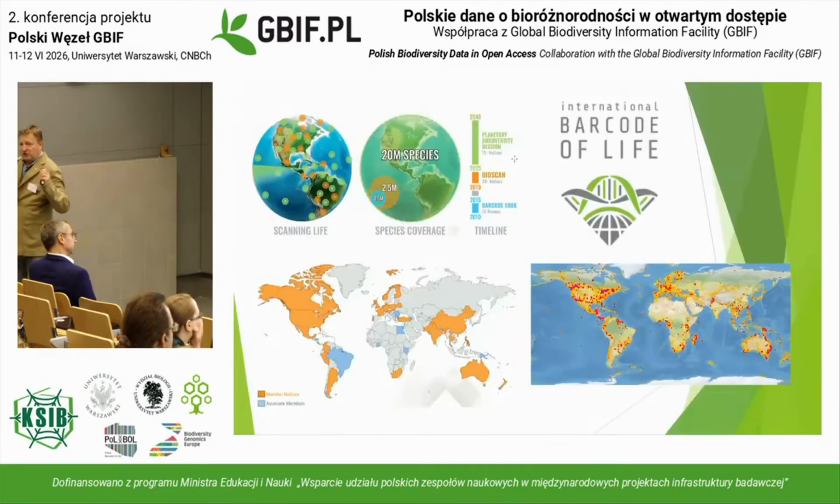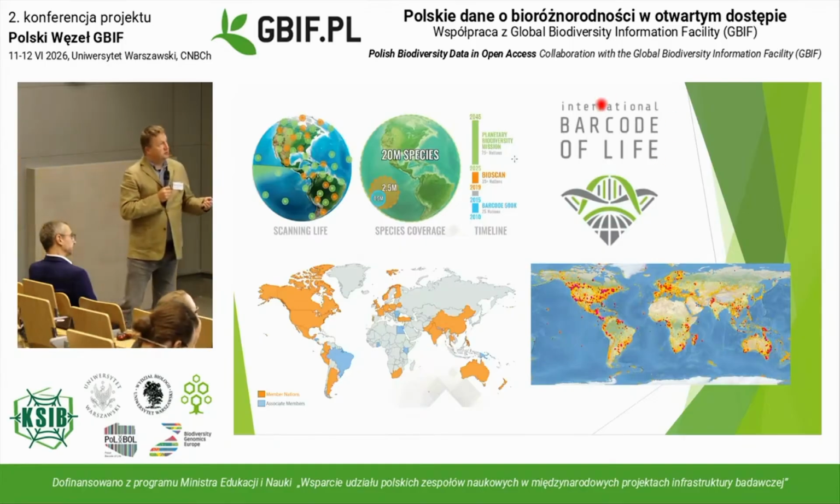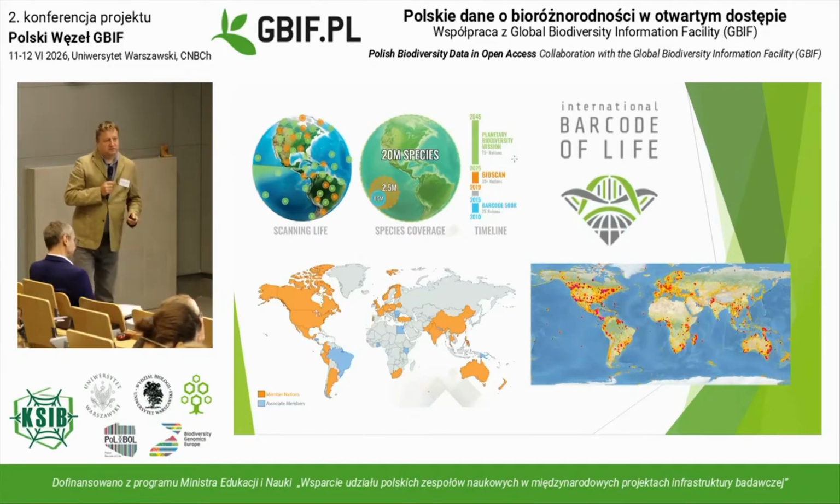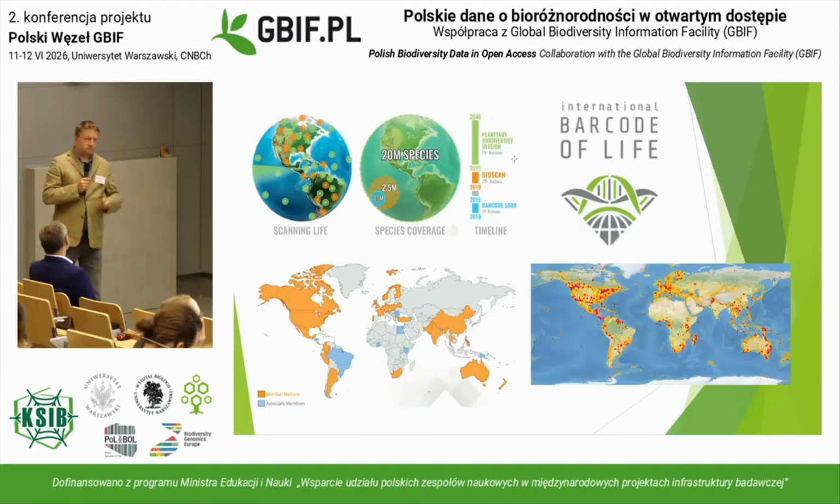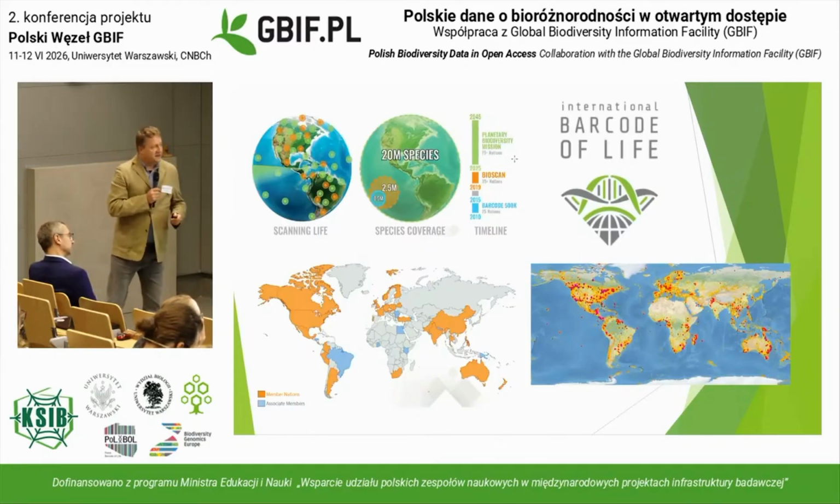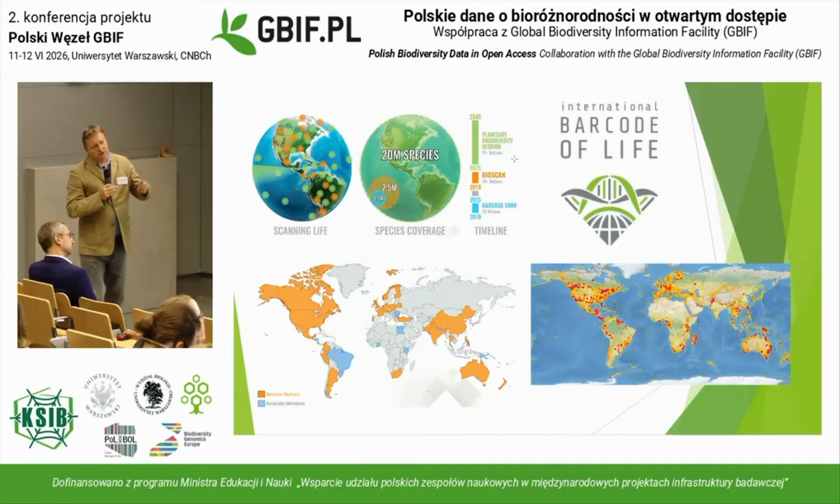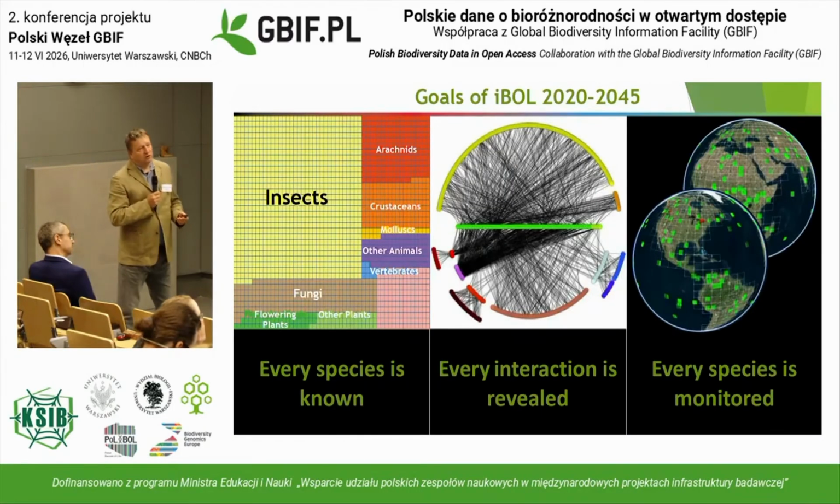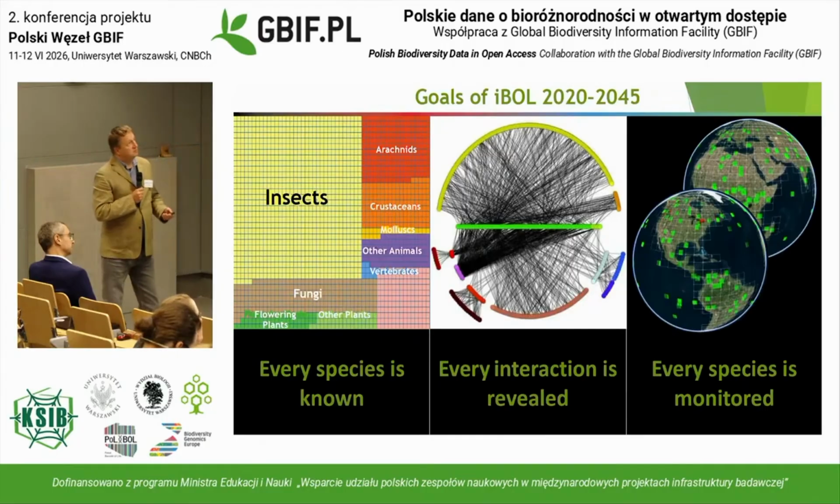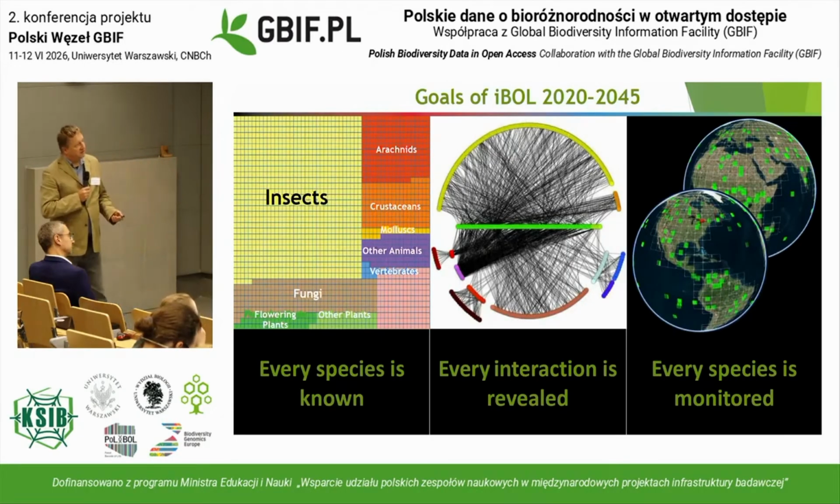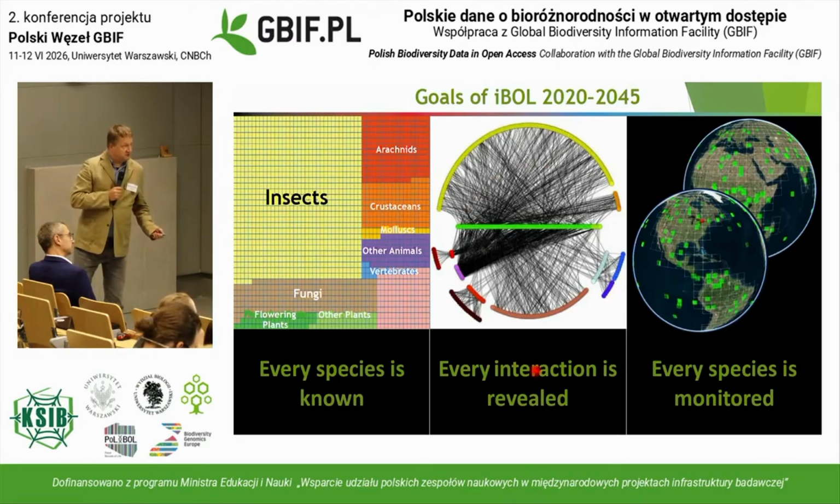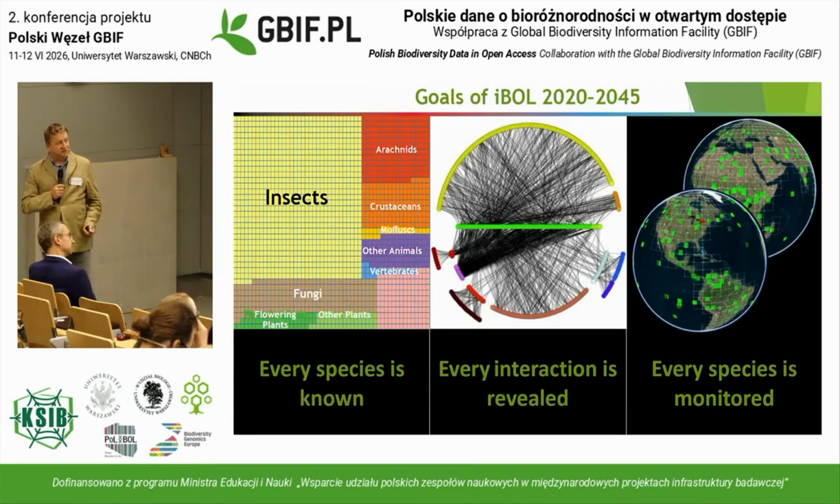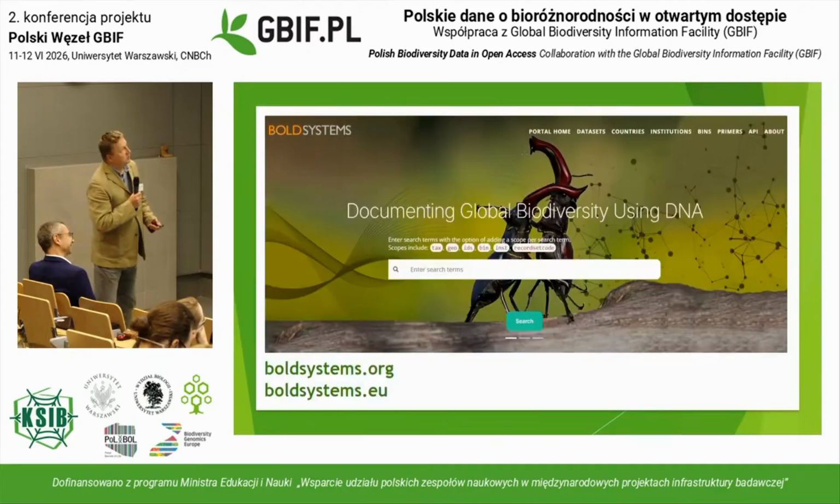The production of DNA barcodes, and especially the reference libraries, is managed by International Barcode of Life. Now I think it approaches 40 countries associated by their national nodes, and the national nodes are trying somehow to coordinate these efforts in each country. The overall goal of iBOL until 2045 is, of course, very ambitious: every species is known, every interaction is revealed, every species is monitored. Yeah, it's not really realistic, but why not try? We have no other choice.